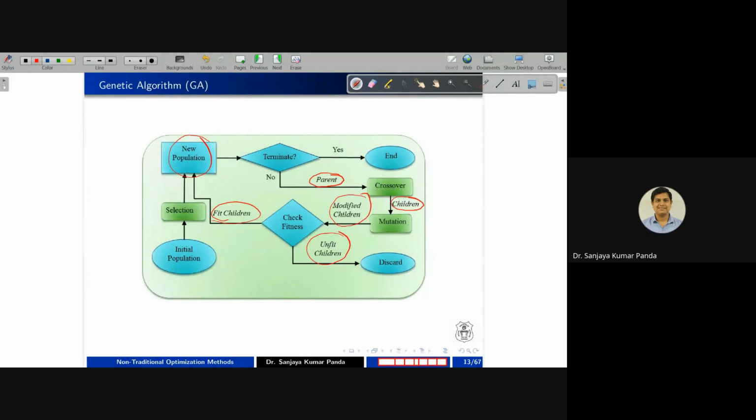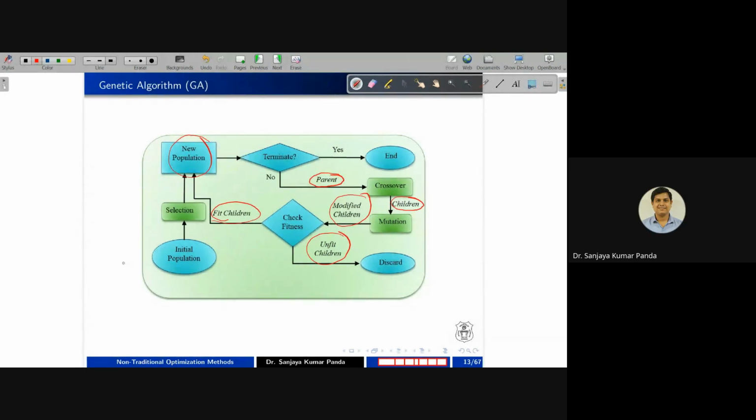Can you please repeat your question, madam? Selection is done once. That is okay. That is what you explained. Selection is done only once, yes. And the new population that is there, what does it consist of? If fit children are entering the new population, then what is coming from the initial population to the new population? All parents.